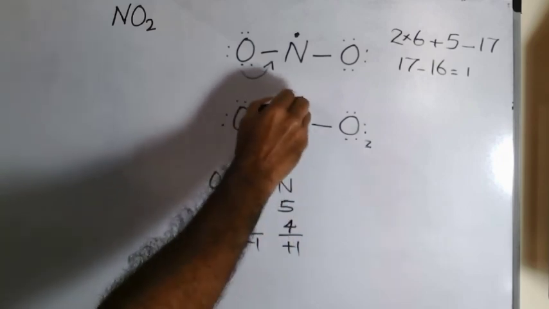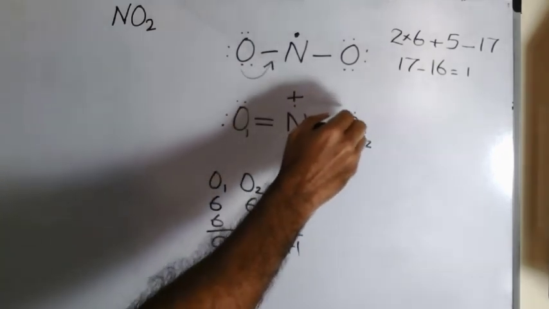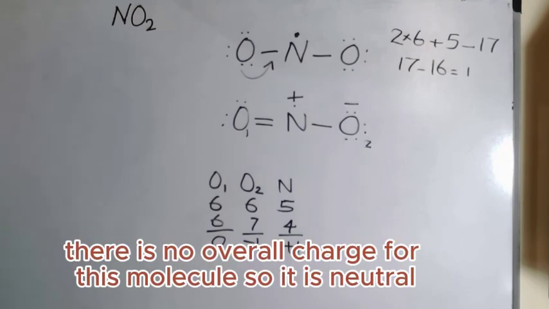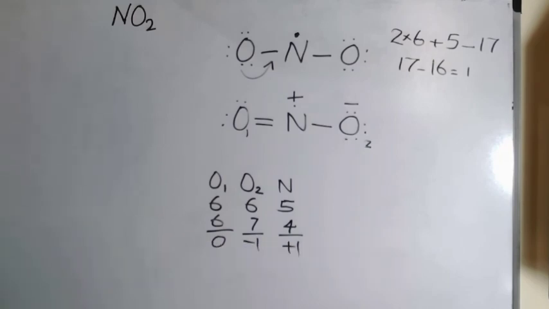So this will give plus 1 and this will give minus. So even though there are charges, when we consider the total molecule, it doesn't have any charge. So it is neutral because these positive and negative charges cancel out.